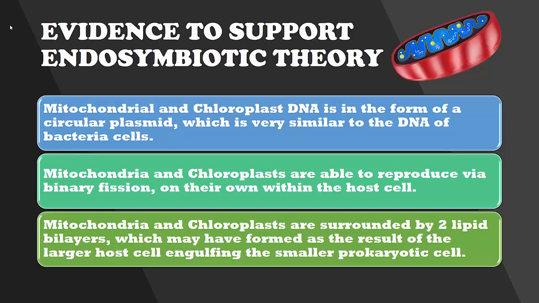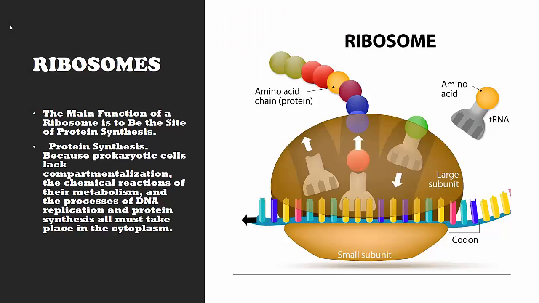Here is some evidence to support the endosymbiotic theory. Mitochondrial and chloroplast DNA is in the form of a circular plasmid, which is very similar to the DNA of bacterial cells. Mitochondria and chloroplasts are able to reproduce via binary fission on their own within the host cell. Mitochondria and chloroplasts are surrounded by two lipid bilayers, which may have formed as the result of the larger host cell engulfing the smaller prokaryotic cell.